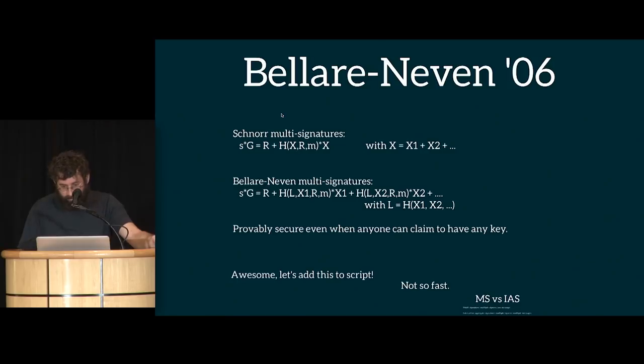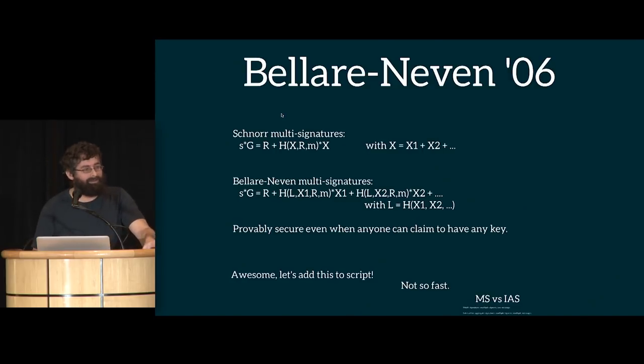And the great thing about this paper is it gives a very wide security proof where the attacker is allowed to pretty much do anything. The attacker can participate in multiple signing attempts with multiple people simultaneously. This looks exactly like the security model we want. So let's go for this. Let's start thinking about how we can integrate this into the Bitcoin scripting language.